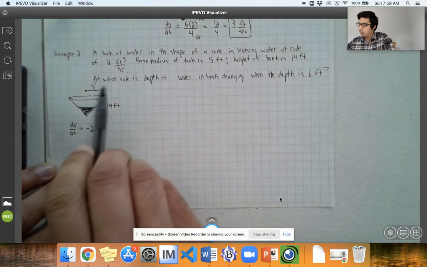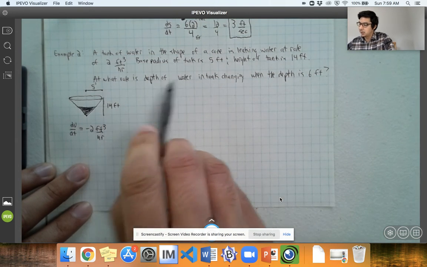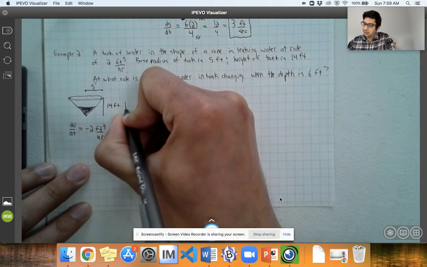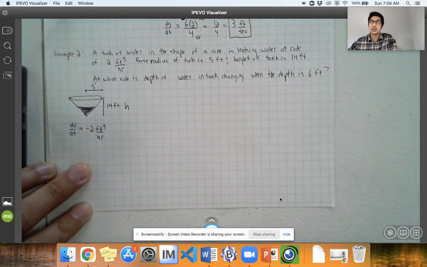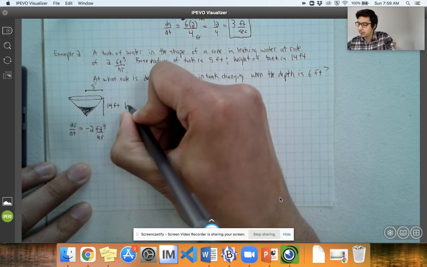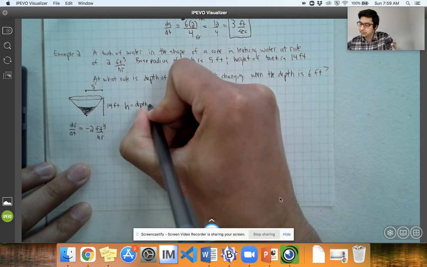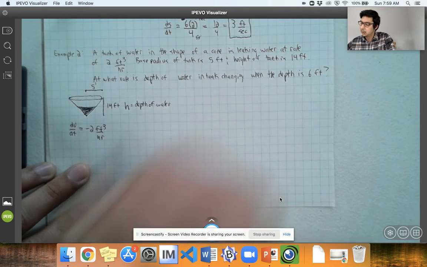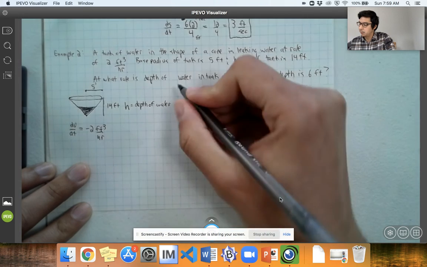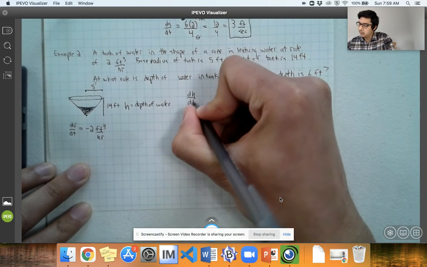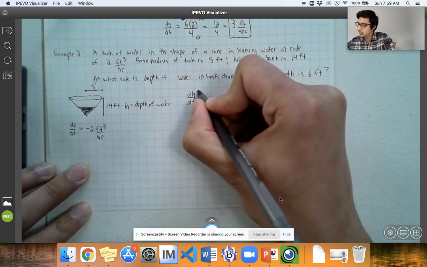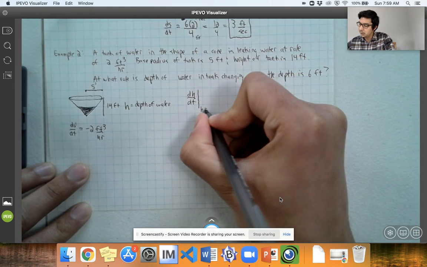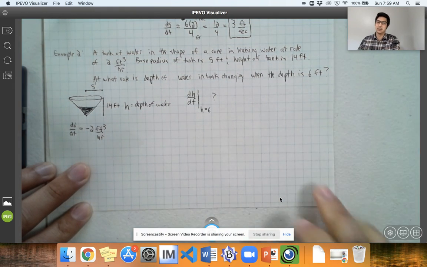Okay. At what rate is the depth of water changing? So for the depth of water, I'm going to call this H. I guess I should call it D, but I'm going to call it H. H will represent the depth of water here. So we want to know what dH dt is when the depth is 6 feet, when h equals 6. And that's what we're trying to solve here.